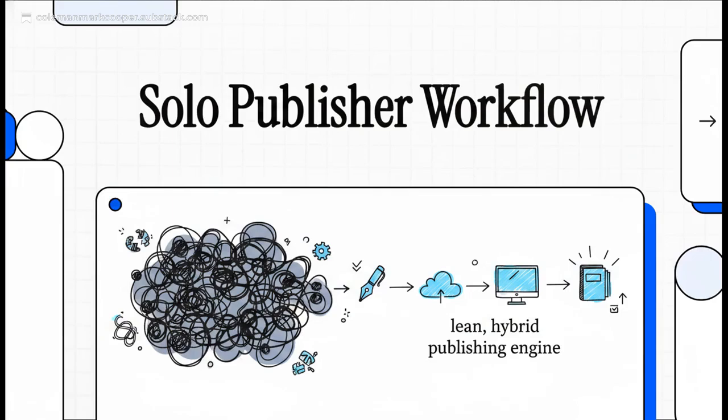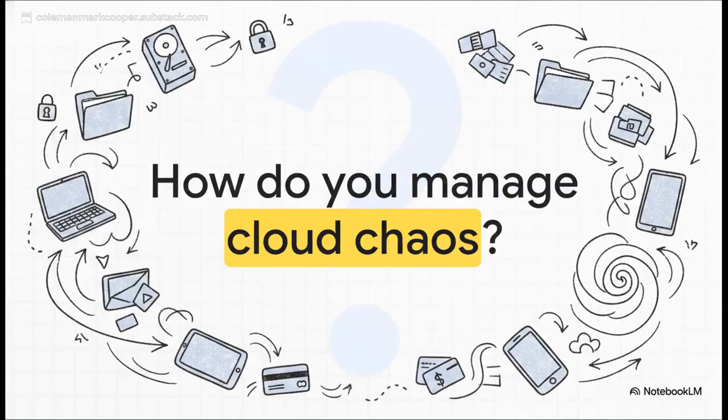Welcome to the Explainer. Today, we are going to completely demystify the transition from bloated legacy ecosystems, things like Microsoft 365, over to a lean, hybrid publishing engine powered entirely by Google and Linux. If you're sick and tired of fighting your software just to get words on a page, well, you are in the exact right place.